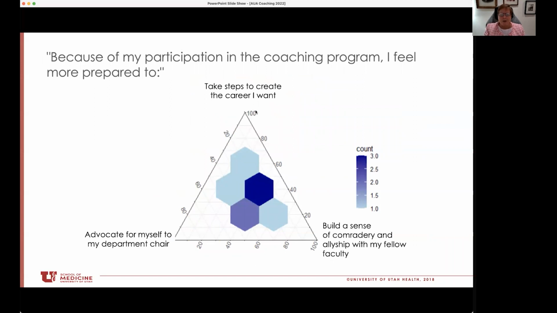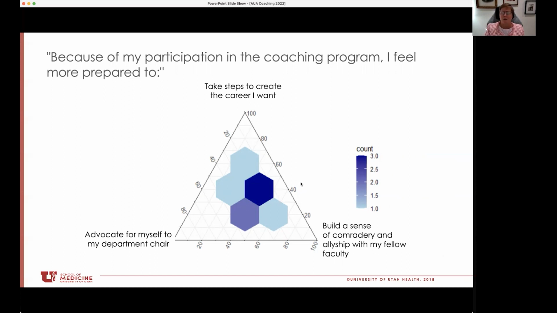This is another SenseMaker tool where there's 3 areas on a triangle, and you put the dot closest to where you think the importance of each of those is. And so we asked, because of my participation in the coaching program, I feel more prepared to take steps to create the career I want, build a sense of camaraderie and allyship with my fellow faculty, and advocate for myself to my department chair. If all 3 of those are accomplished, you expect the density to be highest right in the center. What you can see here is that the density is highest a little bit closer towards taking the steps I want and building a sense of camaraderie.